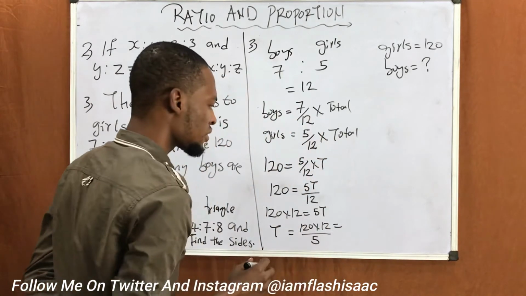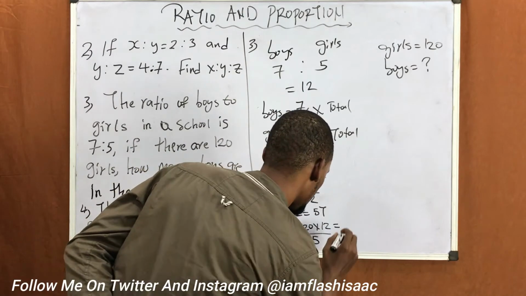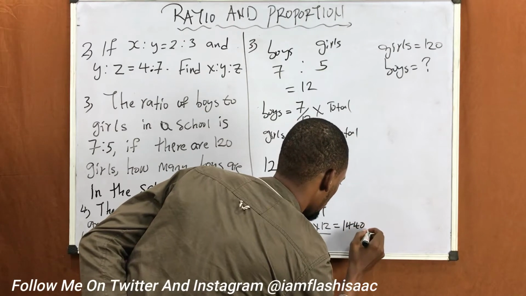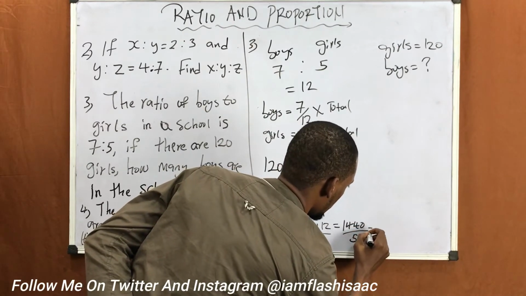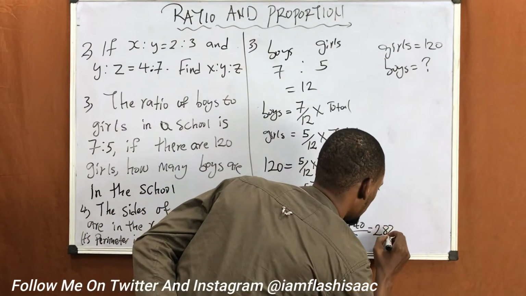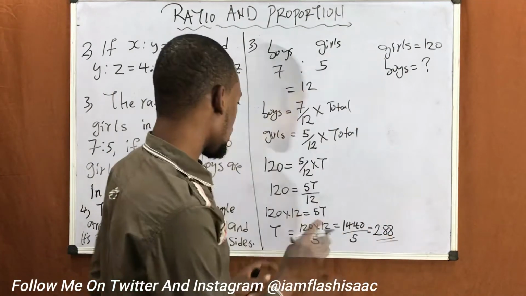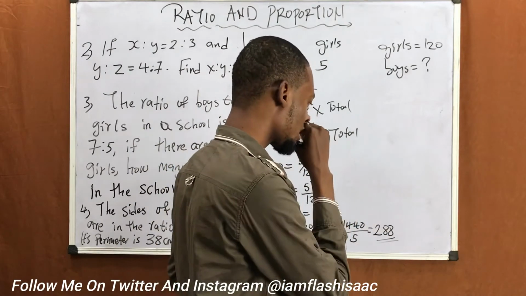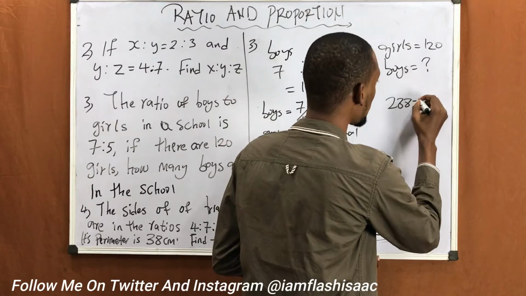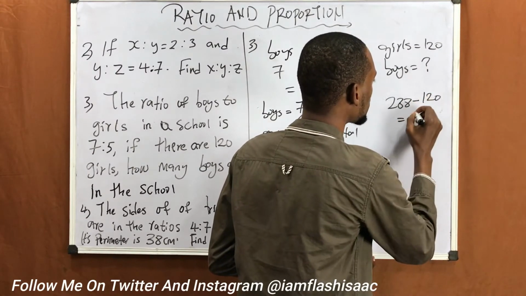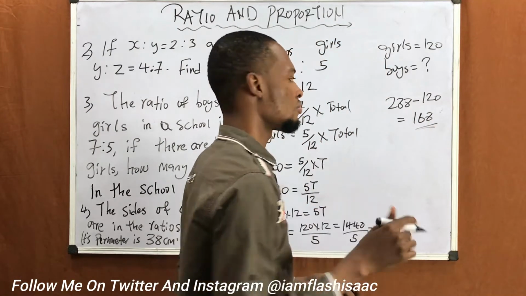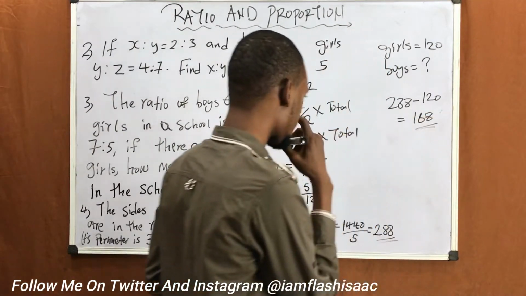So 120 times 12 is... and this should give you 1440 over 5, since we have the total number as 288. To get the boys, you can simply say 288 minus 120, which will give you 168.